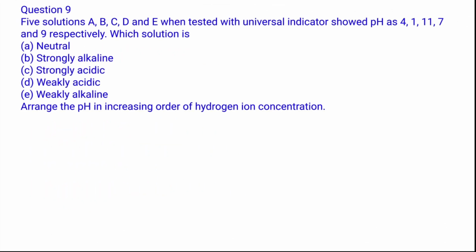Five solutions A, B, C, D and E when tested with the universal indicator showed pH as 4, 1, 11, 7 and 9 respectively. Which solution is first one neutral, second one strongly alkaline, third one strongly acidic, fourth one weakly acidic and last one is weakly alkaline. Arrange the pH in increasing order of hydrogen ion concentration.